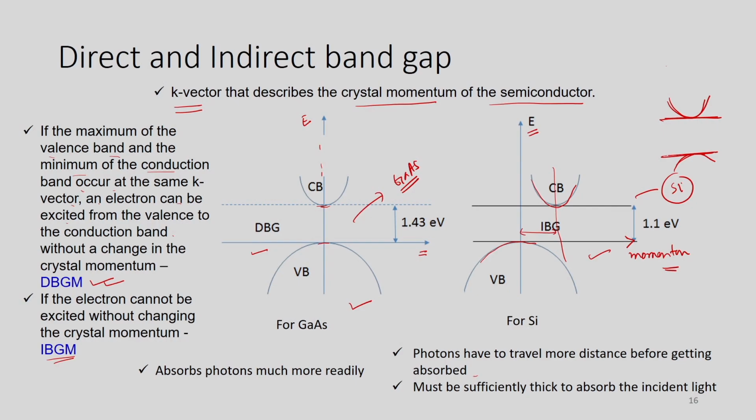So, in summary what we can say is, in direct band gap materials, photons are absorbed much more readily, and in the case of indirect band gap material, the distance traveled by the photon is very high. So, we need to do something to reduce it, okay. That is why sometimes other configurations are applied to capture more photons of sunlight, okay.